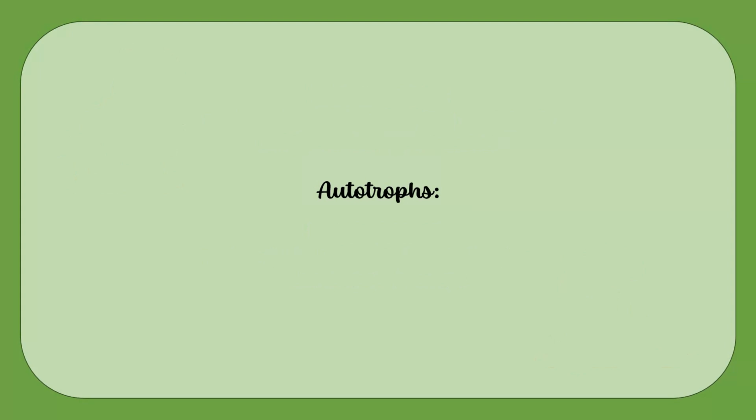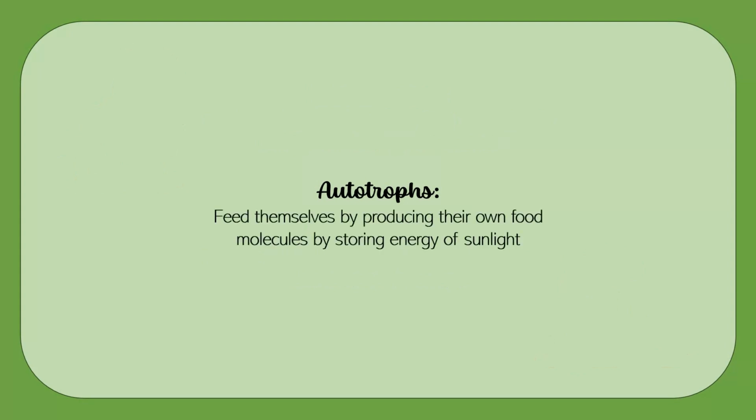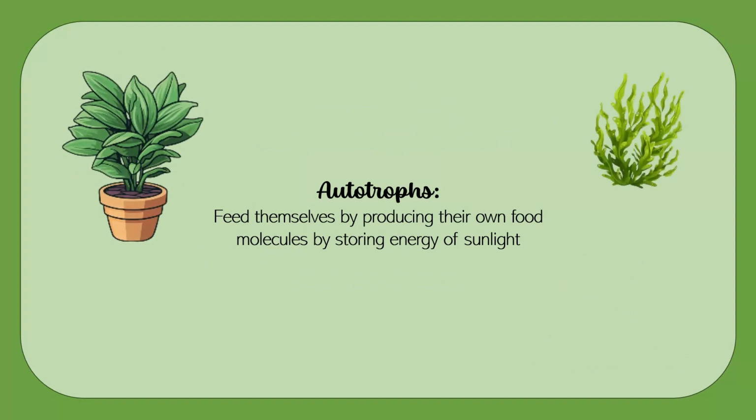Autotrophs. They feed themselves by producing their own food molecules by storing the energy of sunlight. Hence the alternative name, producers. Plants, algae, and some bacteria are autotrophs.